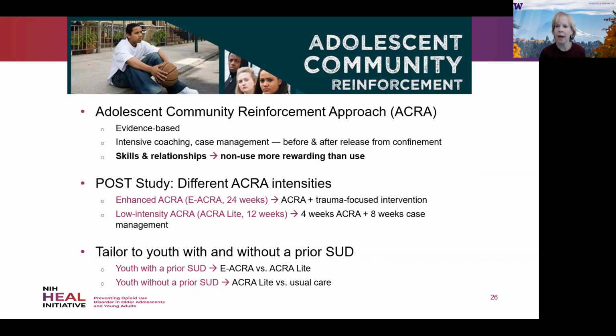And it includes ACRA supplemented by a trauma-focused intervention, because trauma is such a big part of the histories of young people who are in prison. The less intensive version, or ACRA Light, involves 3 months of intervention, 4 weeks of ACRA prior to release from confinement, and then 8 weeks of case management afterwards.